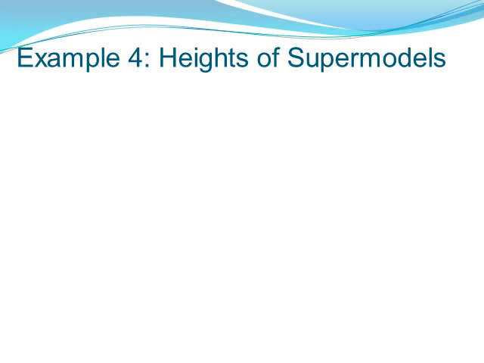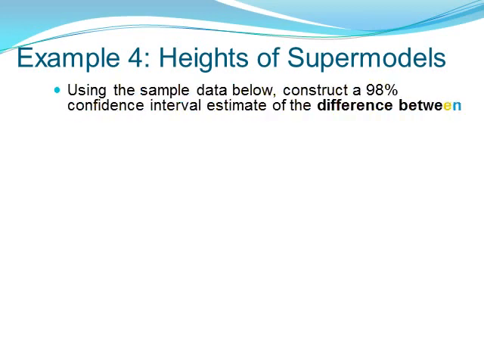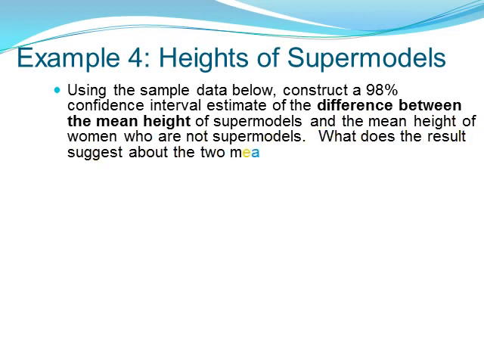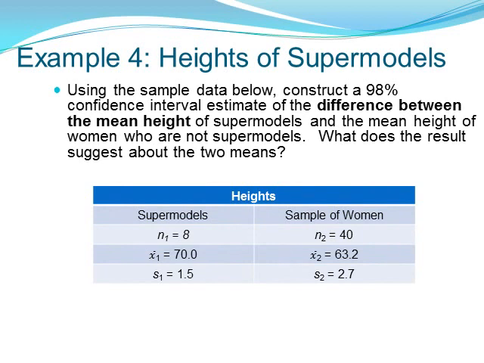Now let's look at a situation where we take those heights of supermodels and we construct a confidence interval estimate. So we're going to construct a 98% confidence interval estimate of the difference between the mean height of supermodels and the mean height of women who are not supermodels. And then we want to interpret the result. So we're using the same data that we used for example 3.